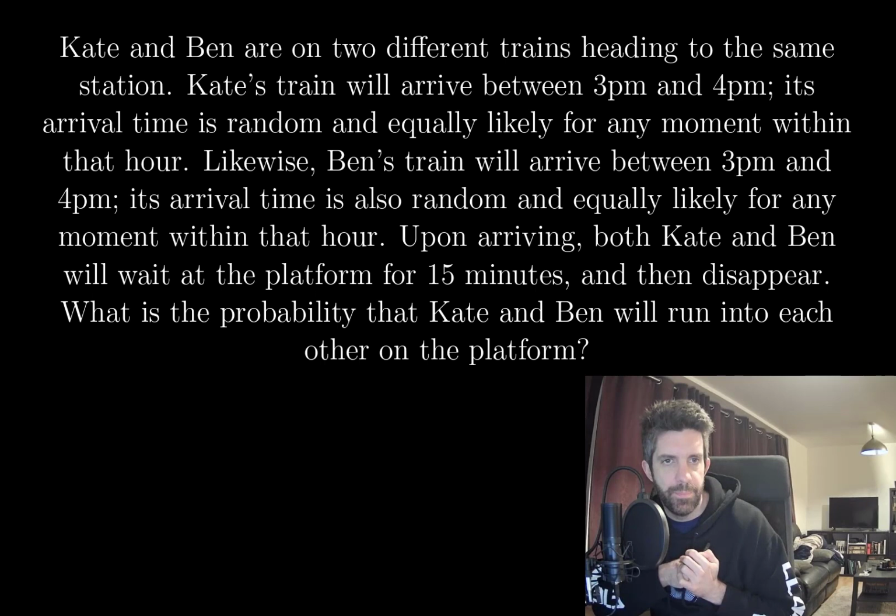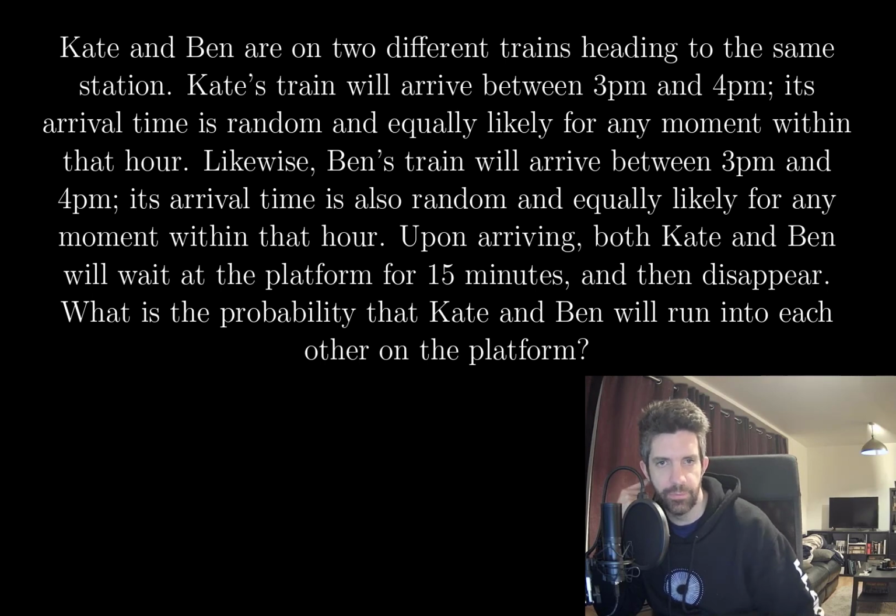The problem says, Kate and Ben are on two different trains heading to the same station. Kate's train will arrive between 3 and 4 p.m. Its arrival time is random and equally likely for any moment within that hour. Likewise, Ben's train will arrive between 3 and 4. Its arrival time is also random and equally likely for any moment within that hour. Upon arriving, both Kate and Ben will wait at the platform for 15 minutes and then disappear. What is the probability that Kate and Ben will run into each other on the platform?